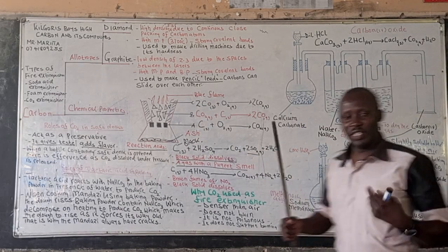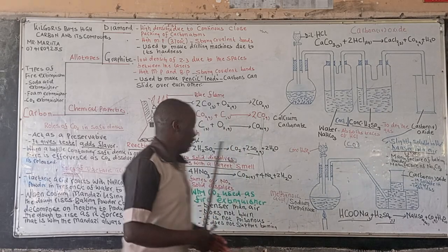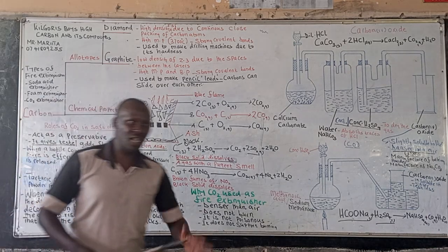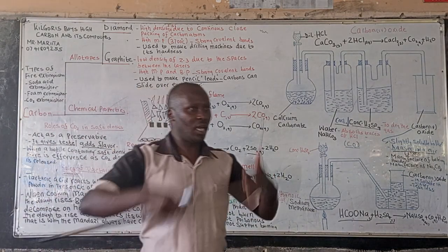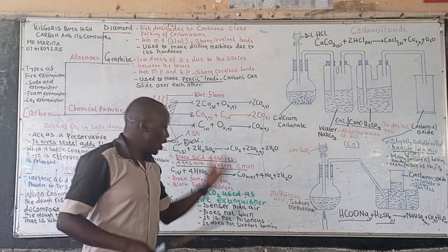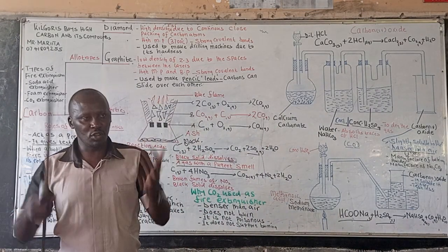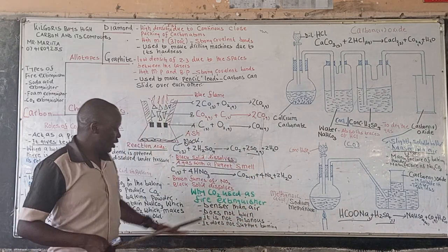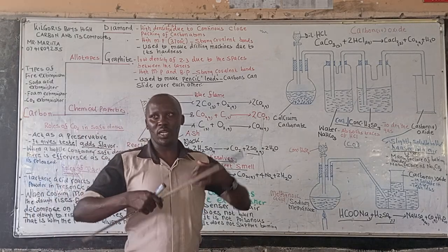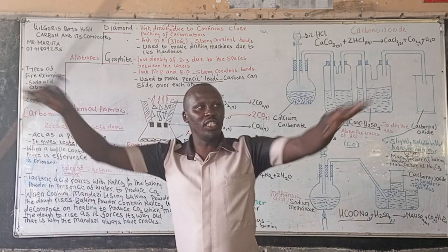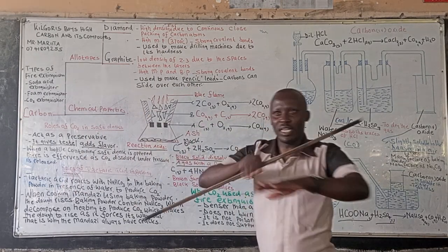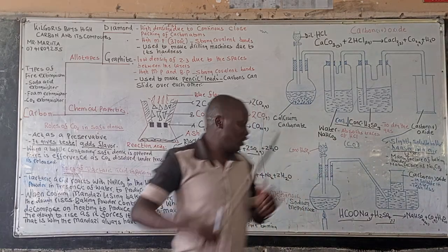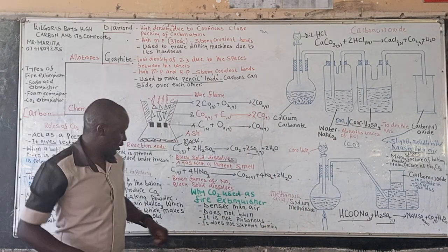Now, another use of carbon dioxide is as a fire extinguisher. So, what are some of the properties that make this gas suitable as a fire extinguisher? Why can carbon dioxide be used to extinguish fire? One reason is that this gas does not support combustion, and it is denser than air. So when it's used to put off fire, it will form a blanket and cut off the supply of oxygen.